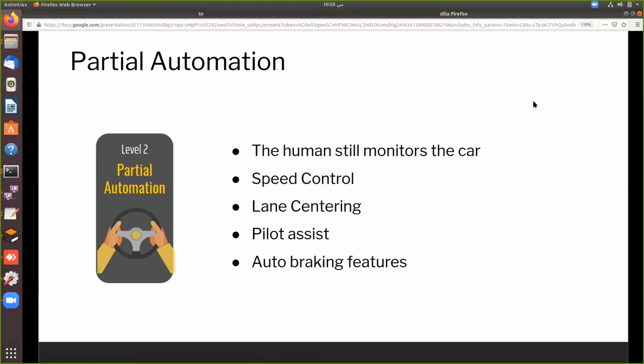The second level is the partial automation. The driver still takes control of all the functionalities of the vehicle. However, the driver can basically disengage from some functionality such as lane centering and pilot assist and auto braking. Those features are there to help the user disengage from, for example, having to keep in the lane, but the user still has to have both hands on the steering wheel all the time.